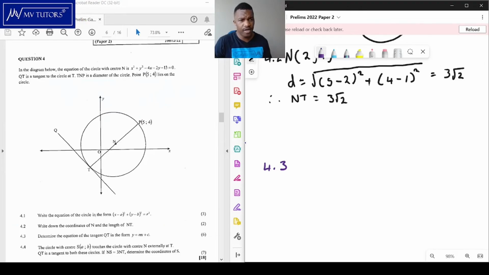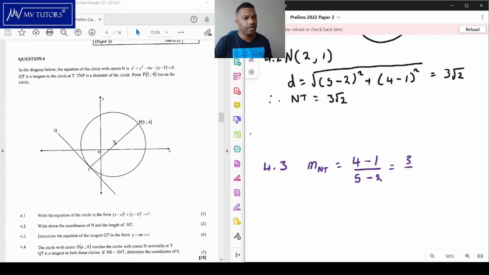So we're going to go 4.3. I'm saying let's solve for m first. The gradient of NT. Remember, the gradient of NT is the same as the gradient of NP. So we'll use coordinates of P. And if you remember the equation of gradient, it's y1 minus y2 over x1 minus x2, or you can interchange those numbers, but we're going to make it P. 2 will be P and 1 will be N. So P is 5, 4, so it's going to be 4 minus 1 divided by 5 minus 2. 4 minus 1 is 3, divided by 5 minus 2 is still 3, so the gradient is 1.